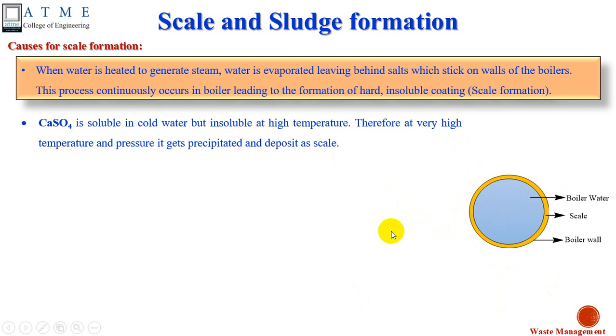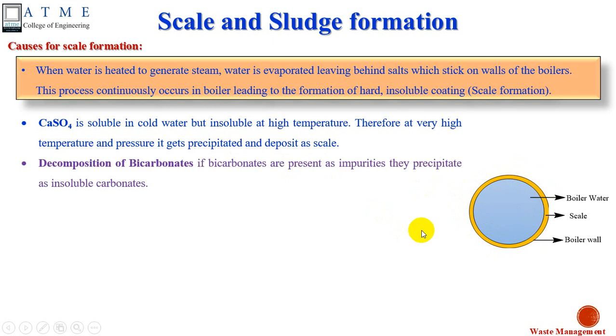The scale is due to the presence of calcium sulfate. Calcium sulfate is soluble in water at cold condition, whereas at very high temperature, it becomes insoluble. Therefore, at very high temperature and pressure, it gets precipitated and deposited in the form of scale. So calcium sulfate will be deposited in the form of scale at very high temperature and pressure.